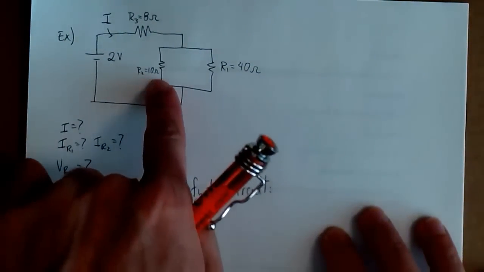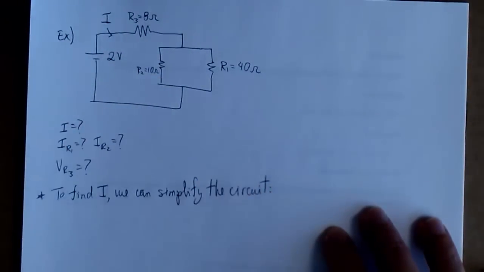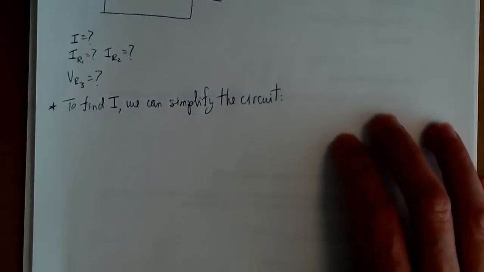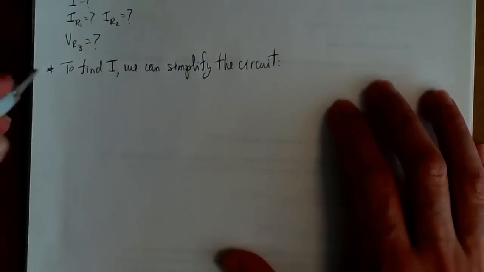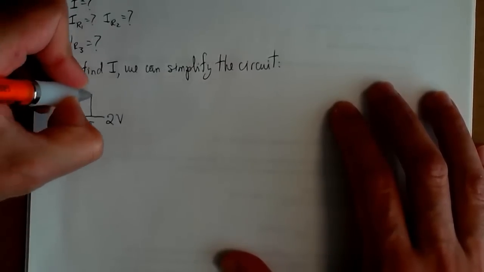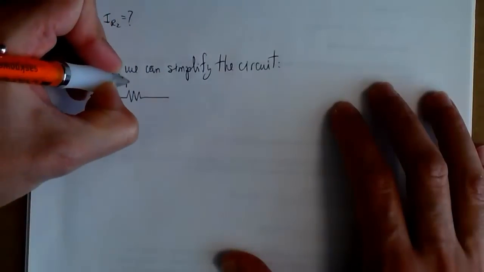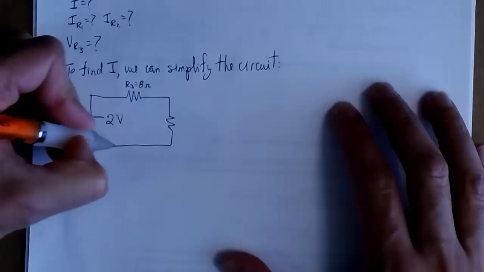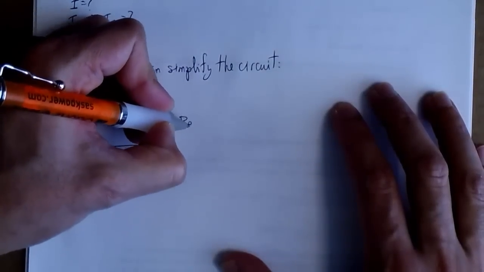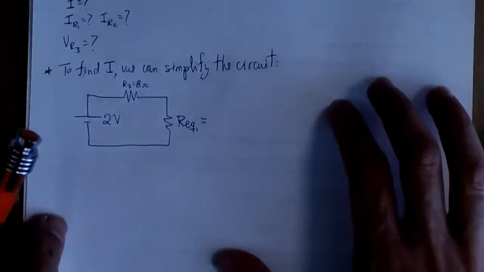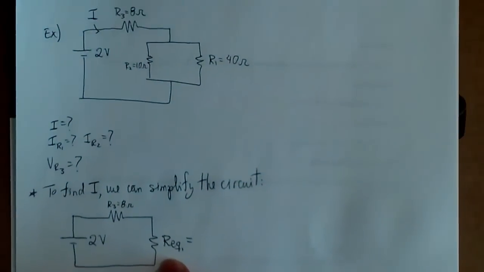So R1 and R2 are in parallel, so we can compute an equivalent resistance. Here we have the source with 2 volts and R3, which is 8 ohms, and then we replace R1 and R2 in parallel with their equivalent, which I'm going to call R equivalent 1, and we can use the formula for resistors in parallel.